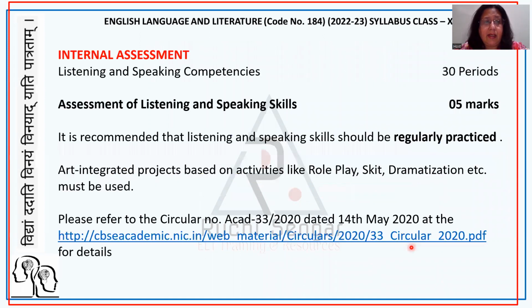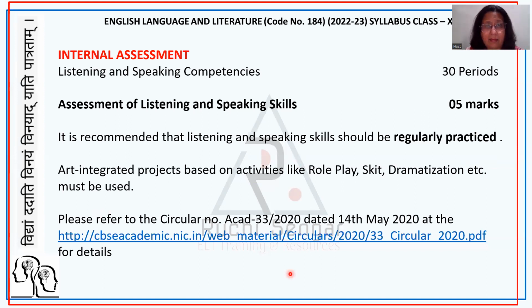What does it mean, internal assessment? I've already told you, this is all from your syllabus. All from your syllabus. I am not faffing. Listening and speaking competencies, 30 periods, you already know. 5 marks, because subject enrichment is 5 marks. It is recommended that listening and speaking skills should be regularly practiced. 30 periods, regularly practiced, which is why I suggested please integrate with your chapters. Art integrated project based on activities, etc., must be used. Please refer to Circular ACAD 33, the very popular ACAD 33, sister states, everything remains the same.